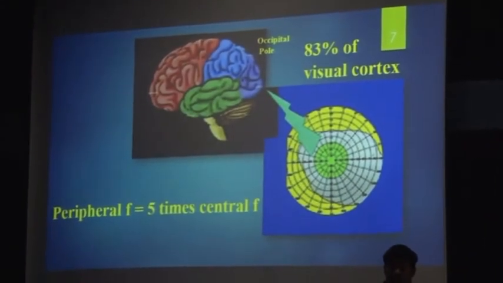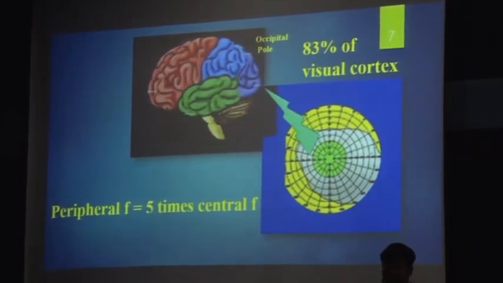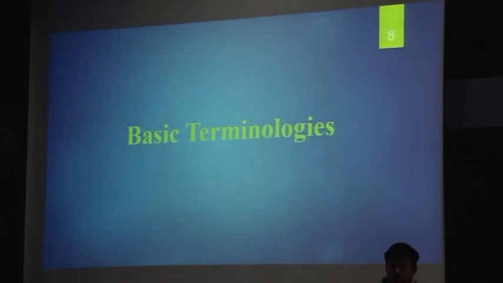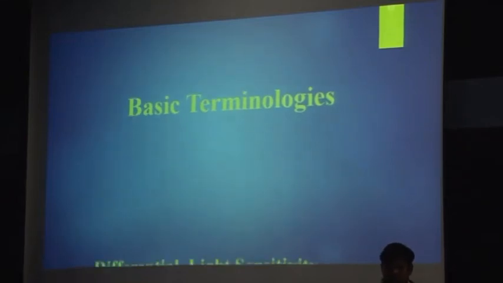The peripheral field is equal to 5 times the central field. At the occipital pole, there is the central field, which is 83% of the visual field. Basic terminologies: DLS, differential light sensitivity, and field of vision as an island in a sea of darkness.